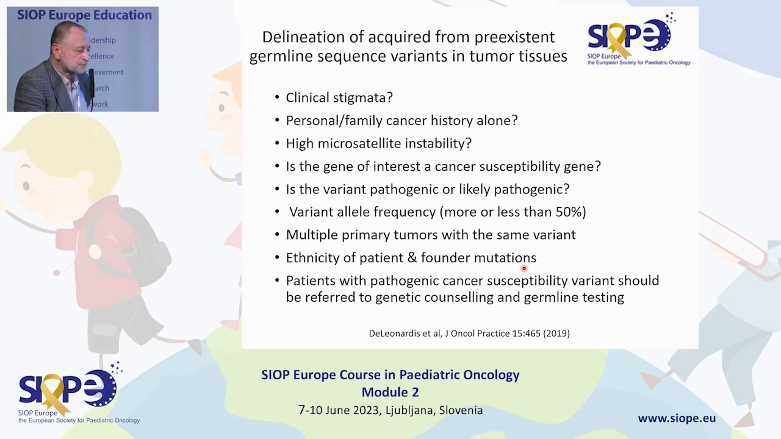You can check for the ethnicity of the patient. In some ethnicities, Jews for instance, there are founder mutations, which are quite common and usually always the same type of mutation. Or patients with pathogenic cancer susceptibility variants: if we identify such cases, you definitely have to do germline testing, but before you can do that, you have to look at all the ethical and data protection issues and refer them to genetic counseling.